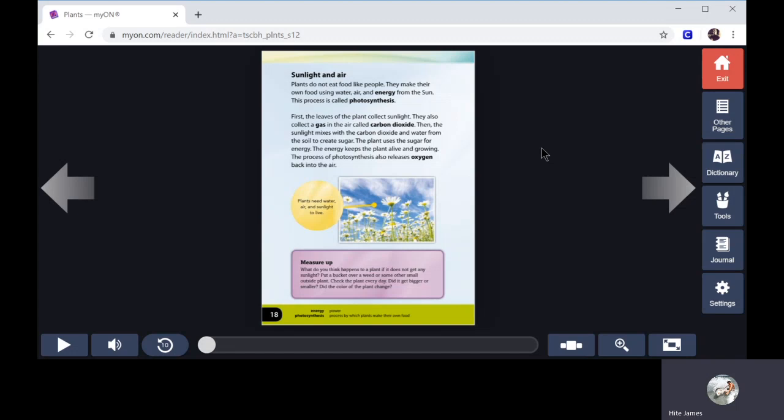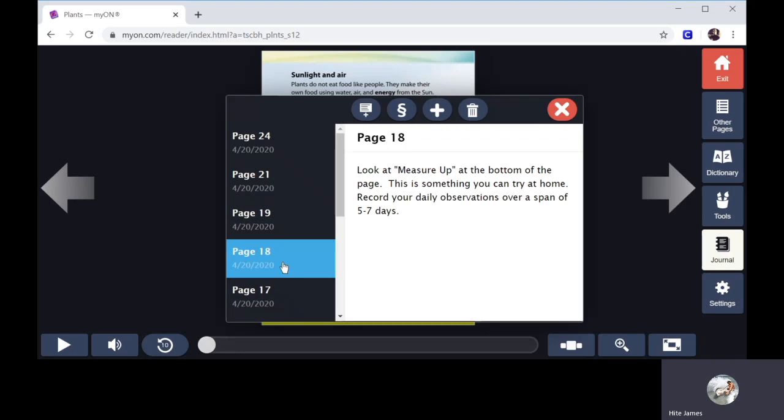What do you think happens to a plant if it does not get any sunlight? Put a bucket over a weed or another small plant outside. Check the plant every day. Did it get bigger or smaller? Did the color of the plant change? Yep, that's something you can do.